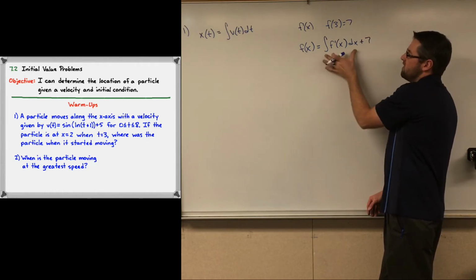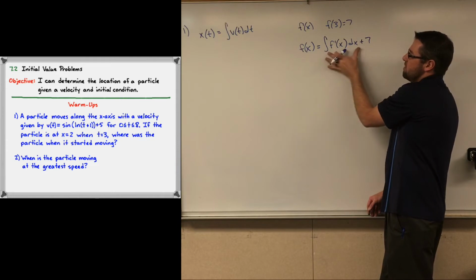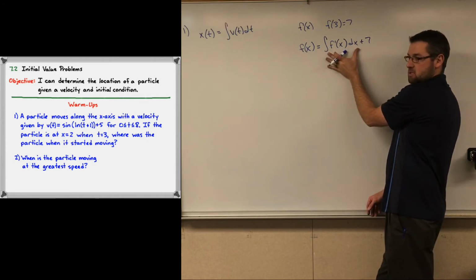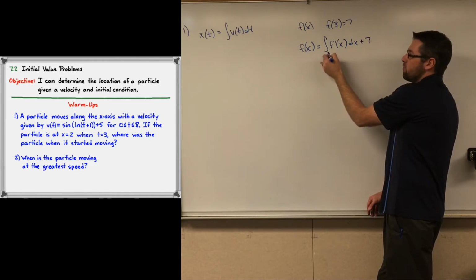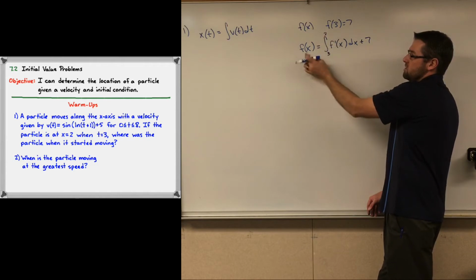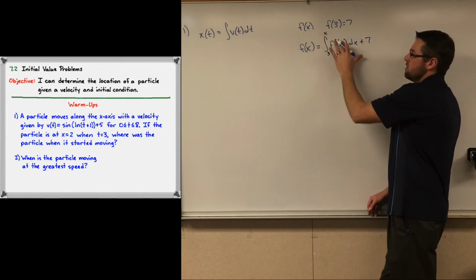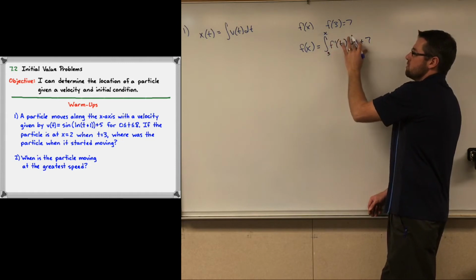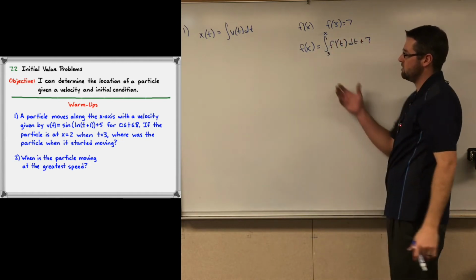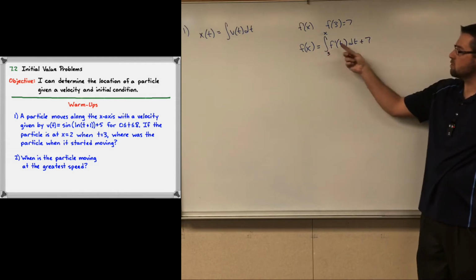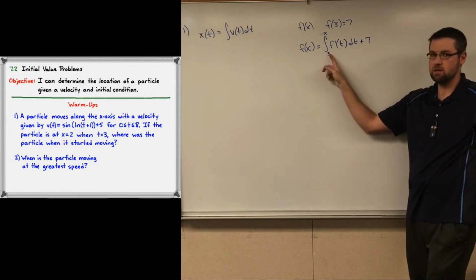So in order for f to give me a value of 7, that means this value has to be what? 0. So how do I clear it out? How do I make this disappear? 3 to 3 would make this 7, right? So this shouldn't be x, this should be t. Okay, so how do we say this? The function is equal to the integral of f prime, where the lower bound is what value?